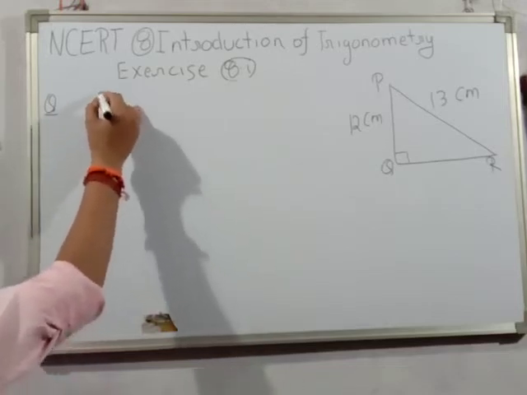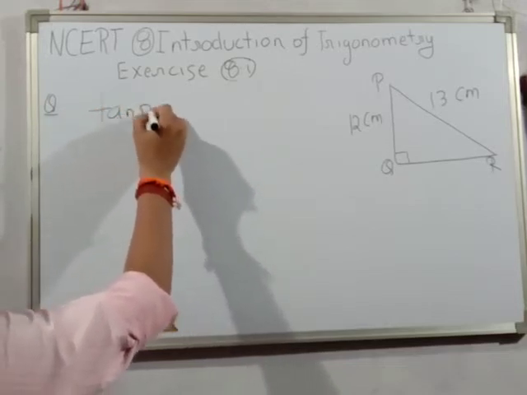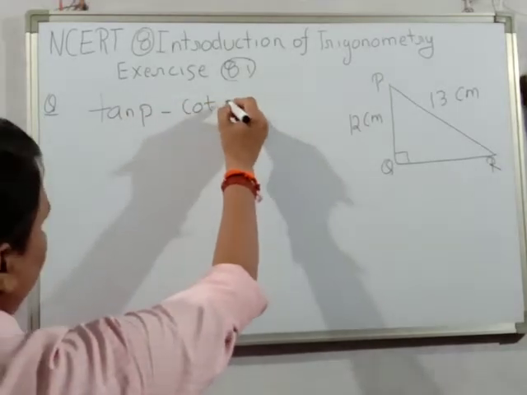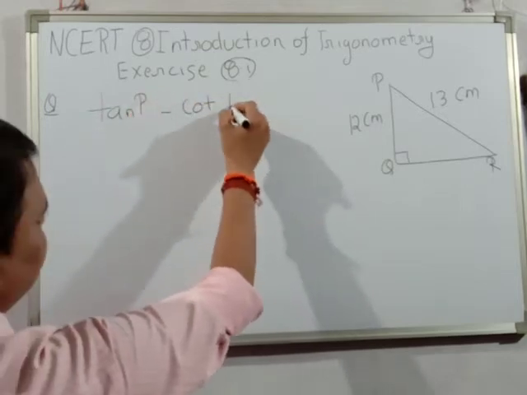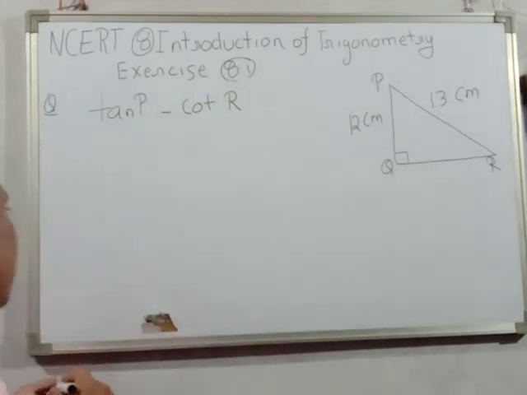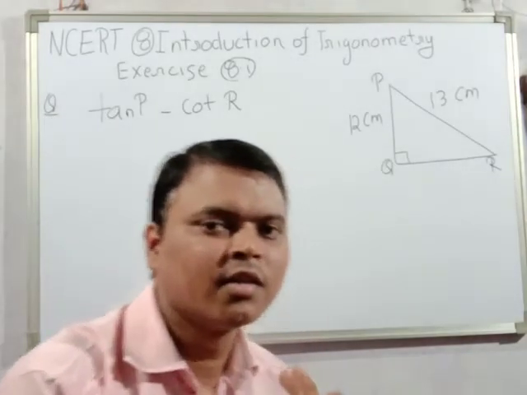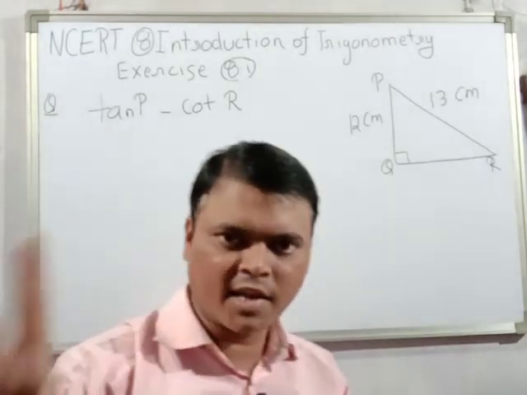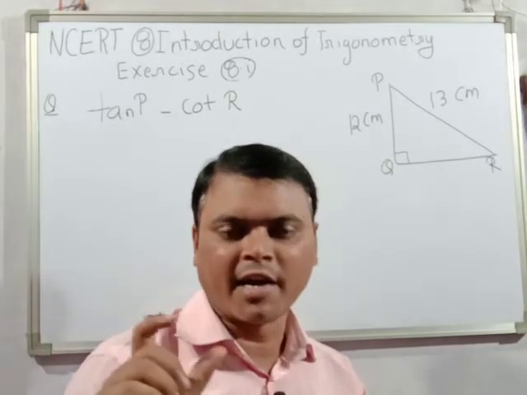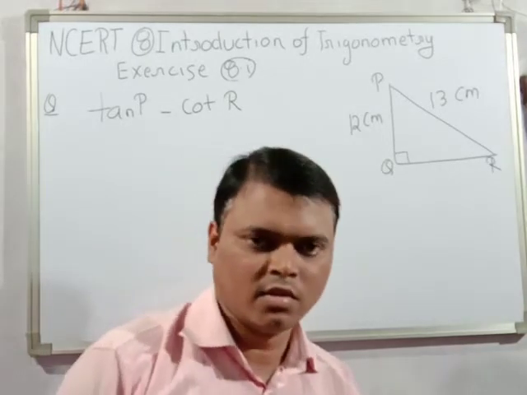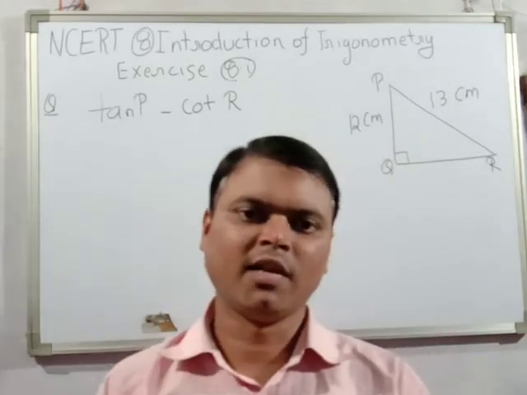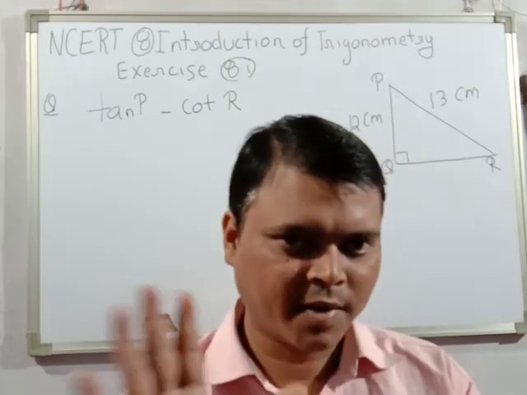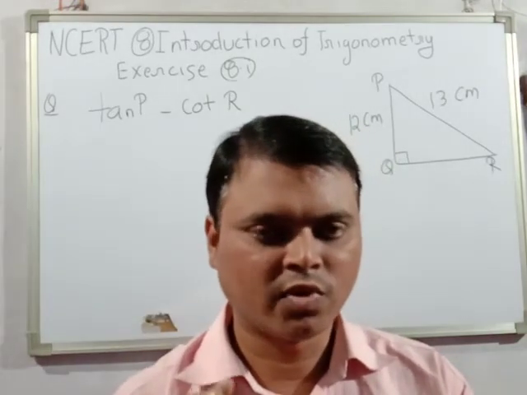We have to find tan P minus cot R. Okay, what is the formula of tan? Side opposite to angle A divided by side adjacent to angle A. This is the formula of tan A.